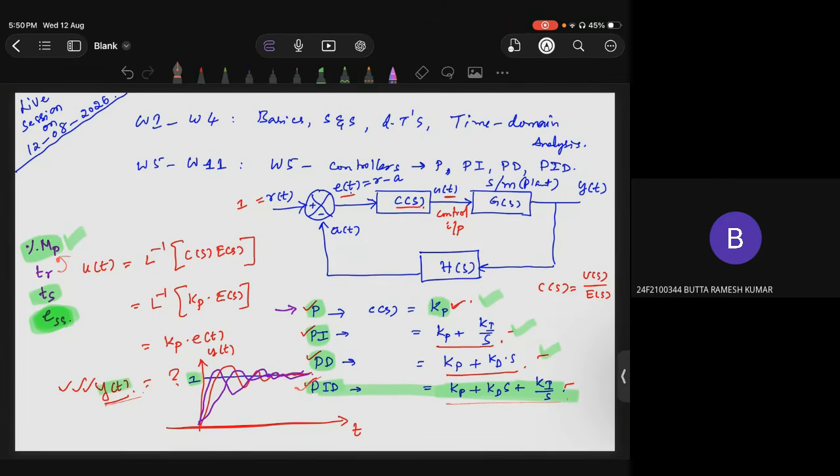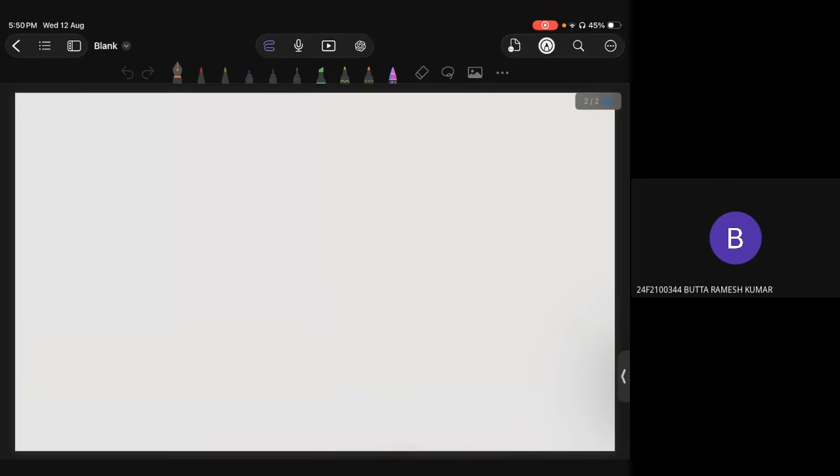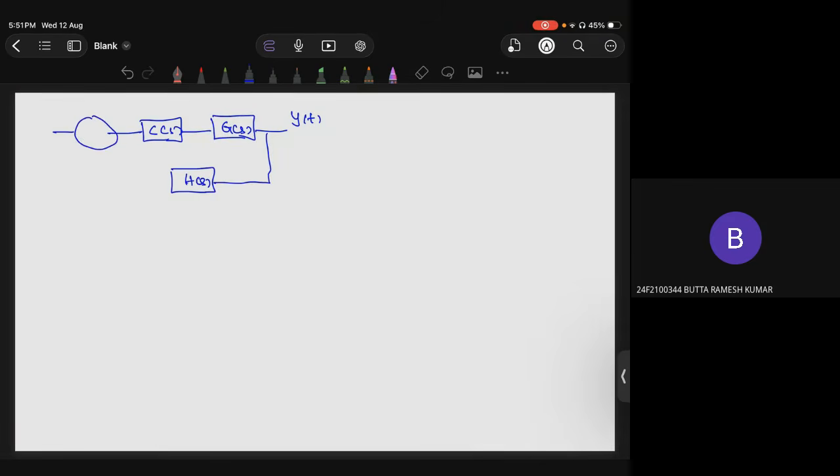Let me show you a simple example. How do you do this? So we have this C of s, then this G of s, then y of t. Let's say you have h of s, then we have this minus r of t. Let's consider this is K, and this is some 1 by s plus 1. Proportional controller, right? This h will be 1, let us say.